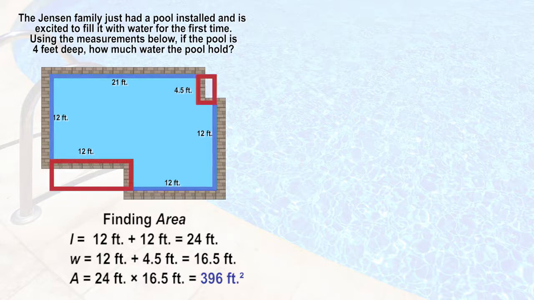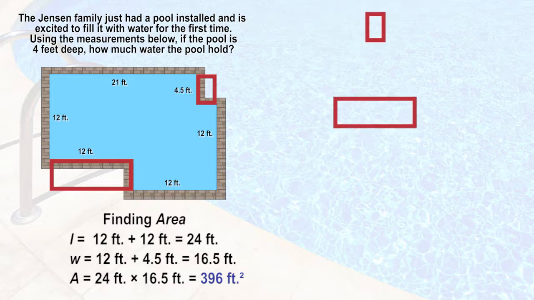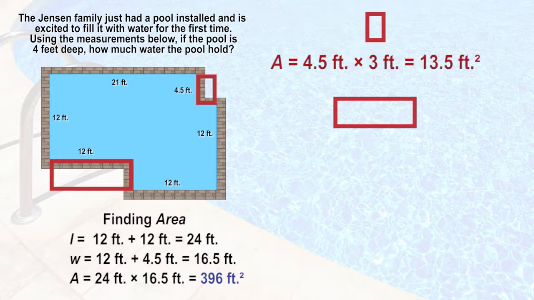Now let's find the areas not included in the pool and subtract them. The first area in the top right is 4 5/10 by 3, which equals 13 5/10 square feet. The second area to subtract is in the bottom left. It is 12 feet by 4 5/10 feet, which equals 54 square feet.